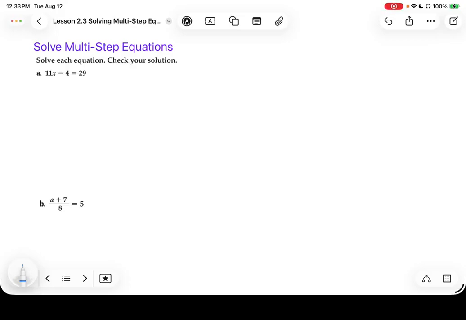Now, we previously learned how to solve one-step equations, and now we're going to solve equations that take more than one step. So we're going to be using at least two of our different properties of equality in order to solve these. But even though these are going to be more complex equations, the idea is still the same. We're going to find our variable, which in this first problem is x, and we're going to do whatever math stuff we need to do to get the variable by itself.